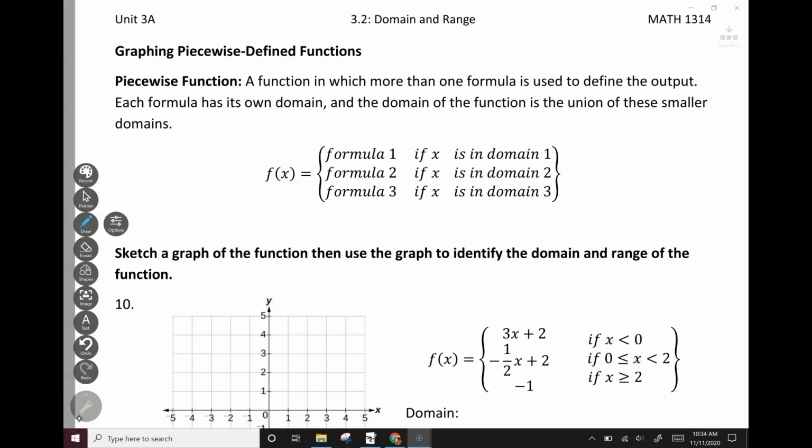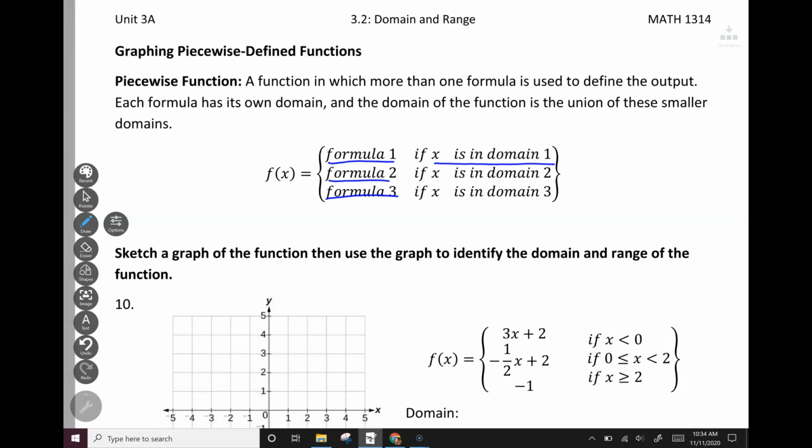This is 3.2 part 2. We're looking at piecewise defined functions. So a piecewise function is just a function where you have to have more than one formula to define the output. So each formula is designated for a specific set of x values.